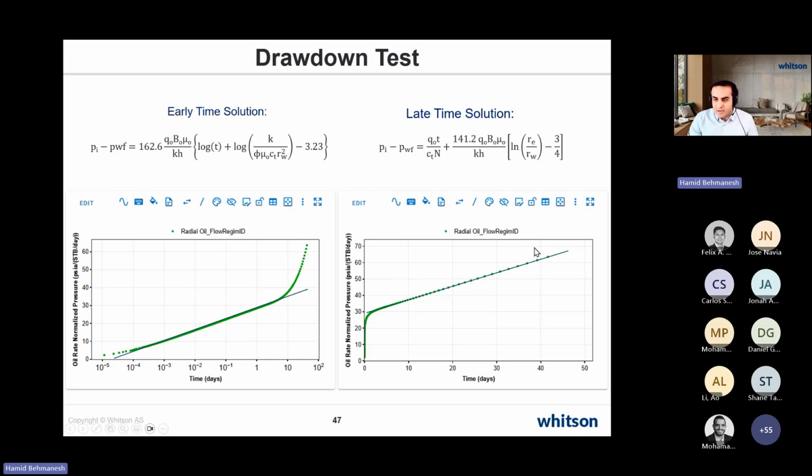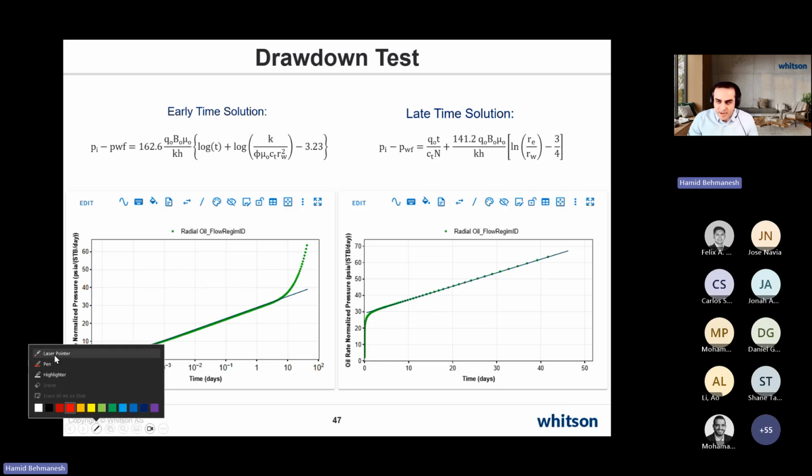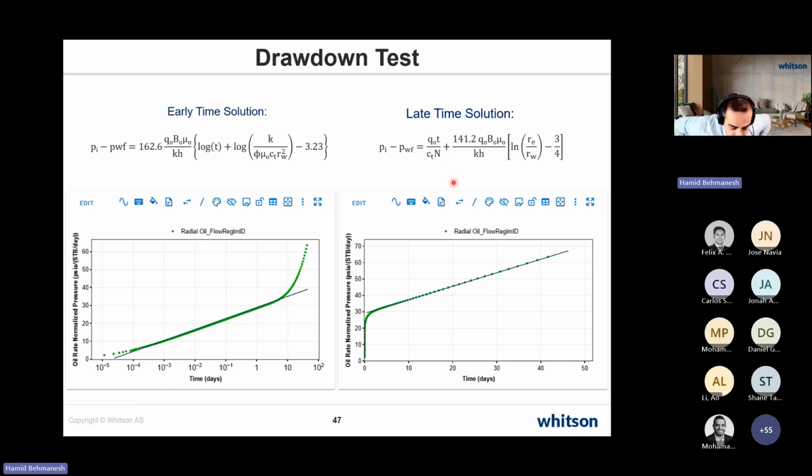Late time data, however, because it's a function of time here, presents itself as a straight line on the Cartesian plot. So this is what we call the reservoir limit test, and we were able to identify where the departure from the straight line is happening. This part of the data is described by this equation. The late time data, which I presented over here, is described by this equation. Somewhere in the middle, this equation loses its credibility, and this equation takes over.